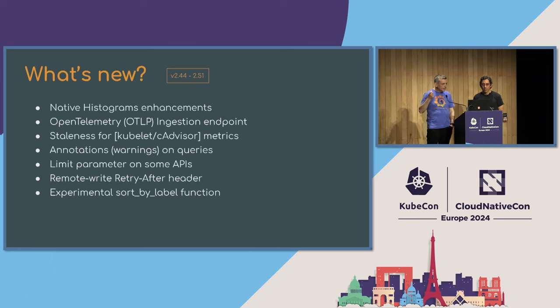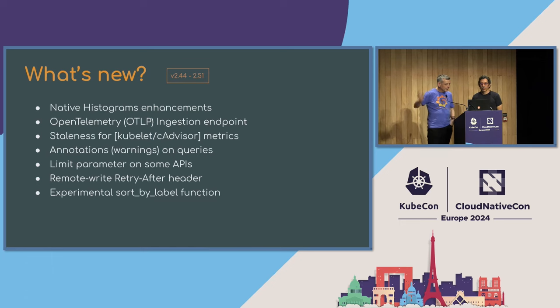The next one, staleness, that one sounds kind of niche, right? But have you ever noticed when your container stops, the metrics carry on for 5 minutes? One person has noticed that. Okay, two, three, four people. Okay, trust me, it's annoying. Anyway, this is the fix for that. You need to turn it on. But go check that out. You need to turn on the staleness for metrics that have their own timestamps.